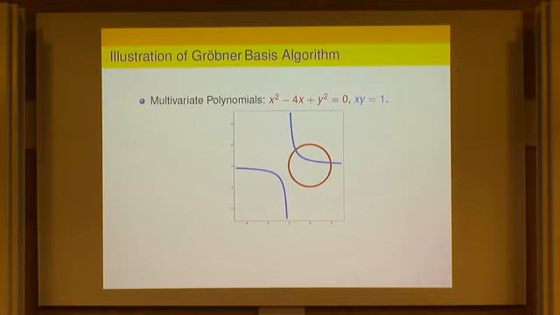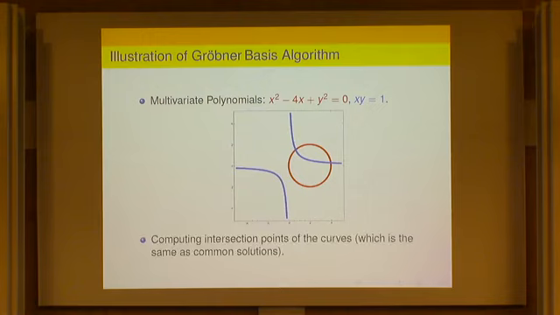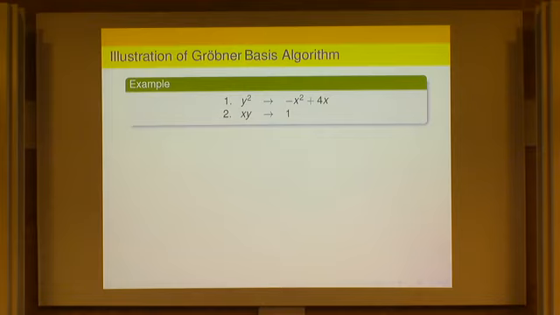Have this picture, these intersection points, and essentially we want to find common solutions. So let's say we use, it doesn't matter in this case what ordering you use, I'm using lexicographic ordering. So y is bigger than x. So you get the first rule, which is y squared goes to minus x squared plus 4x, and the second rule, xy goes to 1. And you can see I cannot simplify using either of these two rules on each other.